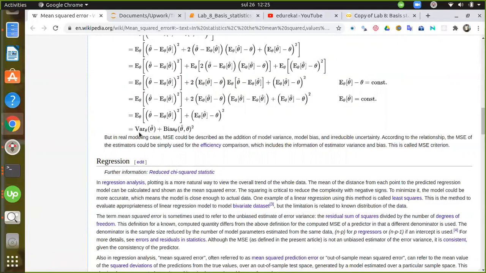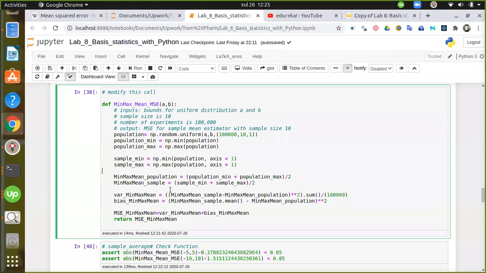So when I apply this formula, first I should compute the variance, and then I should compute the bias. For the variance, I take the values of the sample, I subtract them from the value, I take it at the power 2. As in the formula of the variance, I make the sum and divide by the number of samples.